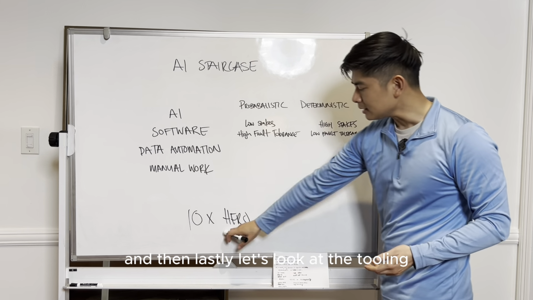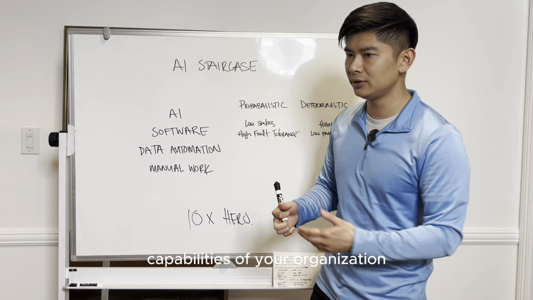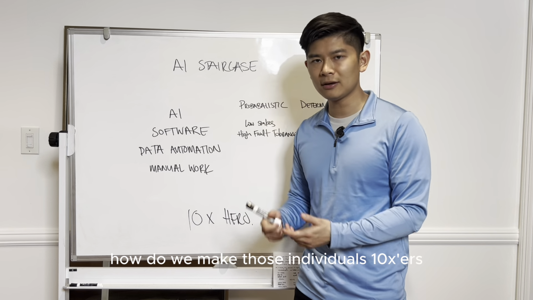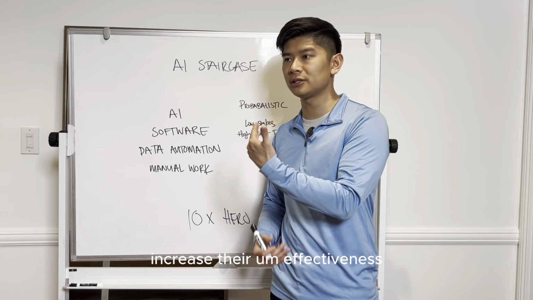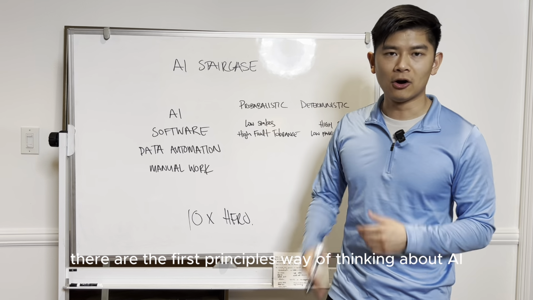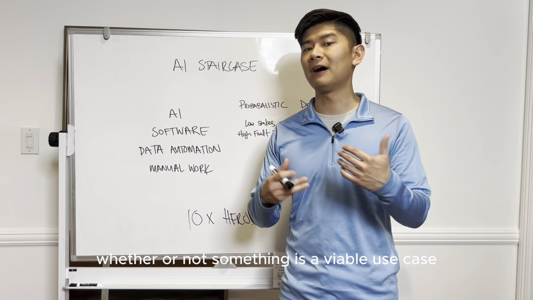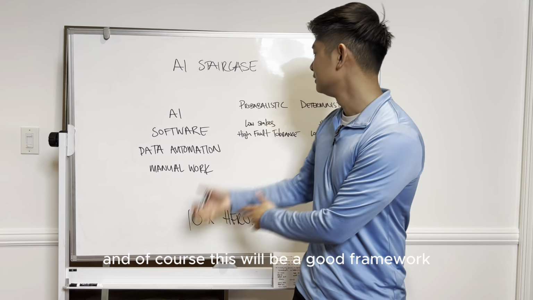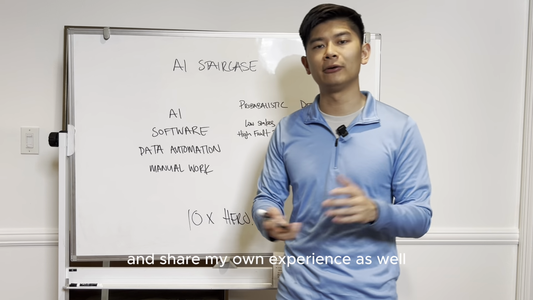And then lastly, let's look at the tooling. Let's look at the different people, teams, and capabilities of your organization. And how do we make those individuals 10xers and increase their output and their effectiveness? I think right there is the first principles way of thinking about whether or not something is a viable AI use case. And of course, this will be a good framework, but I'm happy to talk to you and share my own experience as well.